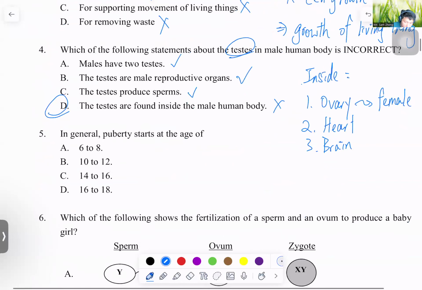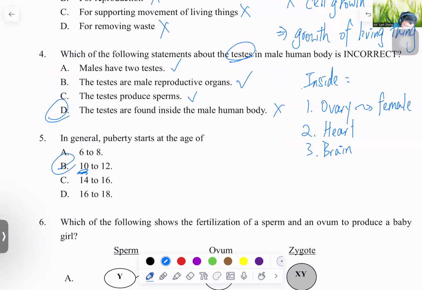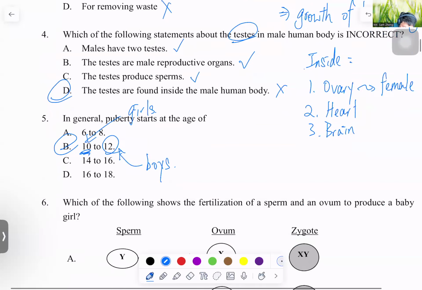So for question number 5, in general, puberty starts at the age of 10 to 12. Most of the girls will start at 10, while most of the boys will start at 12. Of course, some of the boys or the girls may vary a little bit. It does not always start at 10. It could be 9 or 11 or even 12. This depends on individual variations, so it really is based on that person. Not always at 10, but normally the average would be 10, when puberty starts.